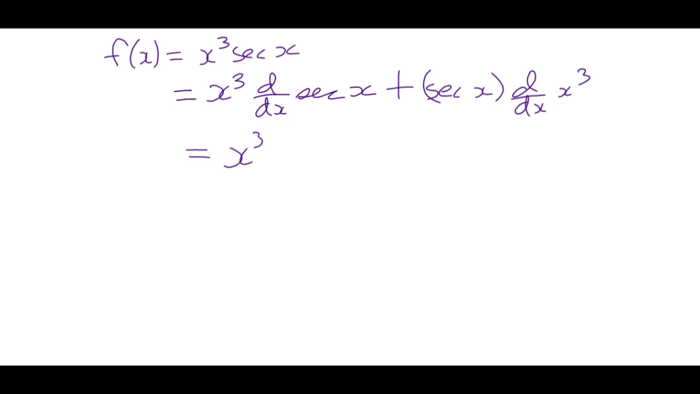What is that? That's secant x tan x. So sec x tan x plus, and this derivative is 3x squared times the secant of x. So 3x squared secant x. And that's good enough. That'll do. You don't have to factor an x squared secant x out or anything. It doesn't really get you anywhere. Okay, so there we go.